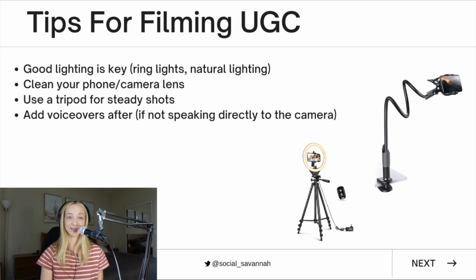Now, good lighting is key. So a ring light is your best friend. I'm using one right now. Or you can also film in front of a bright window or outside. You want to make sure you have good natural lighting, and even a ring light can help bring out that natural glow. So always, before you start filming your UGC, think about your lighting. Don't do this at night.